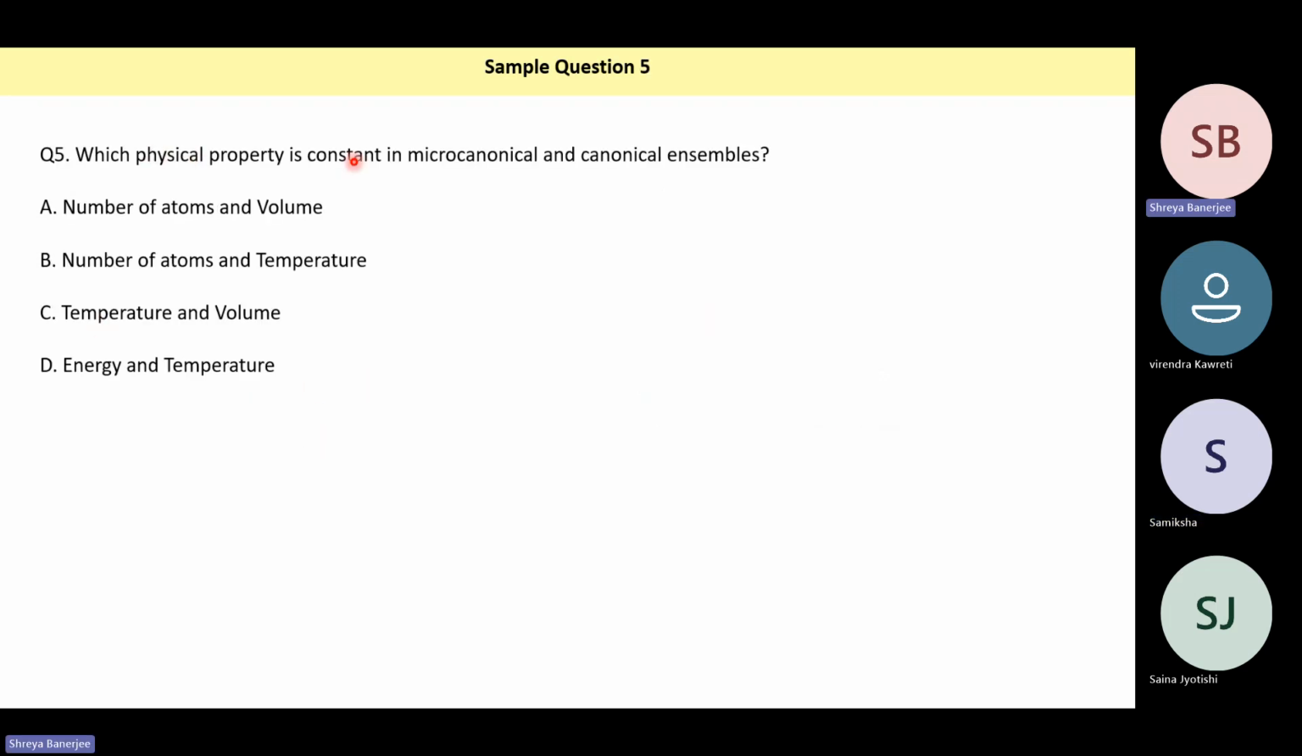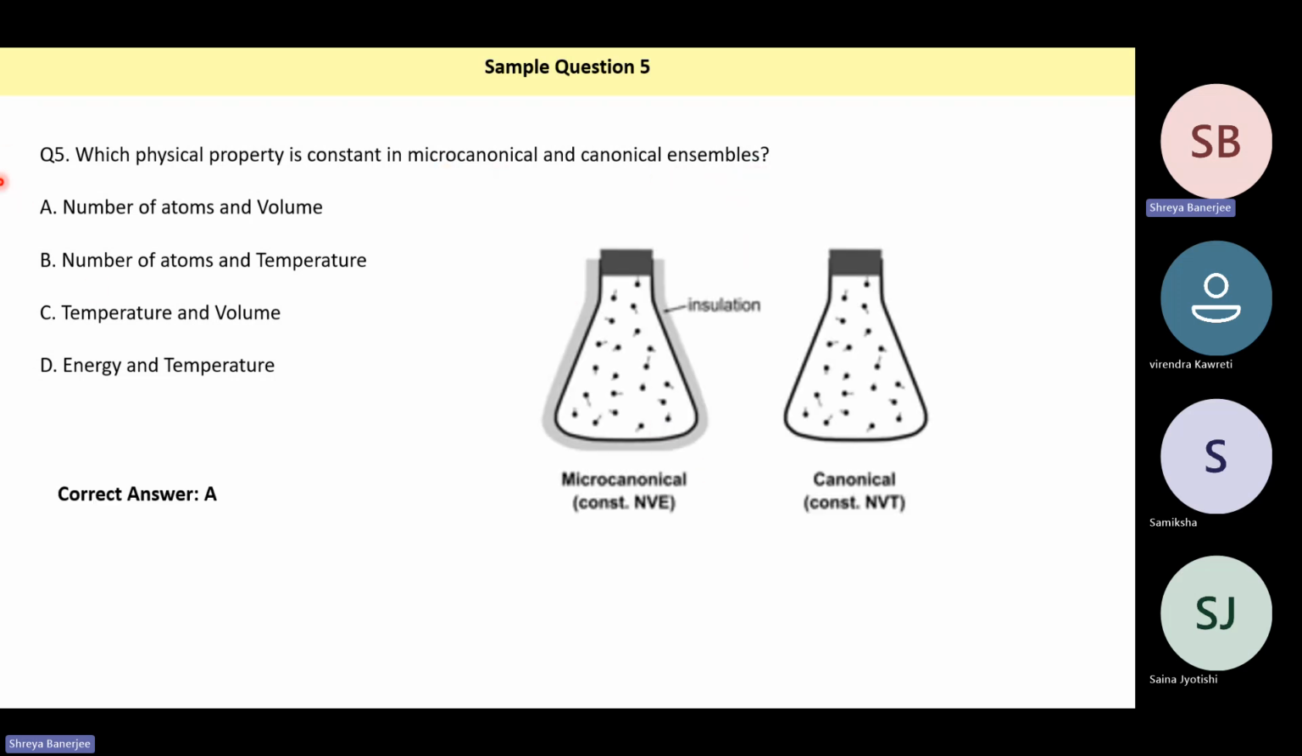Then it is asking which physical property is constant in microcanonical and canonical ensembles. For that, just remember that slide where all the ensembles were shown. Microcanonical was constant NVE, where E is energy, and canonical was constant NVT. So in both, the common is NV. So the number of atoms and volume are constant in both. That is option A. Again, this is something you have to memorize, the graph with all the ensembles shown with their names.